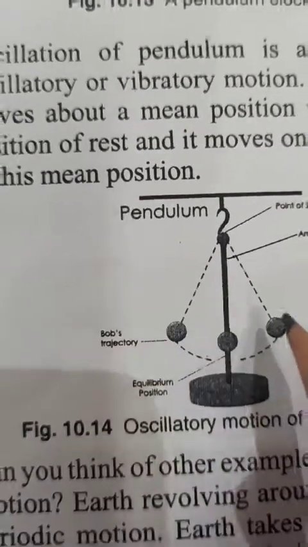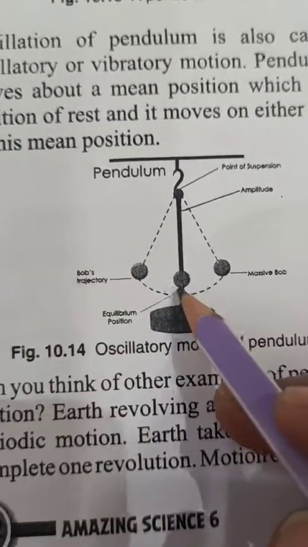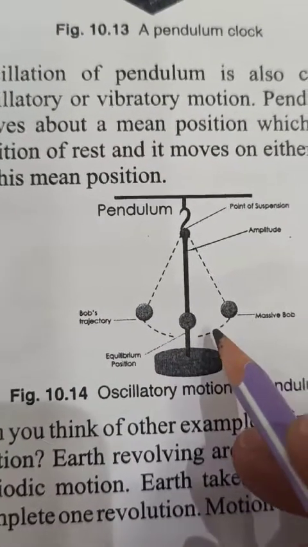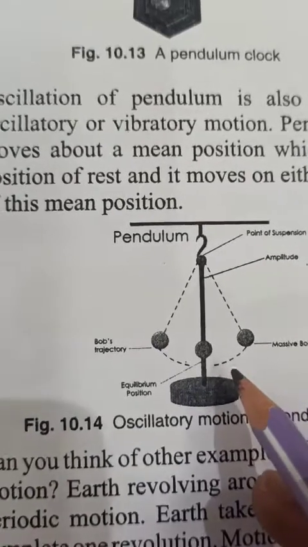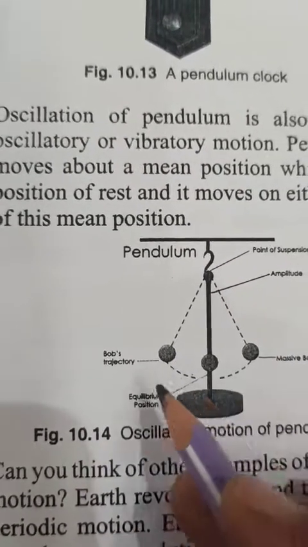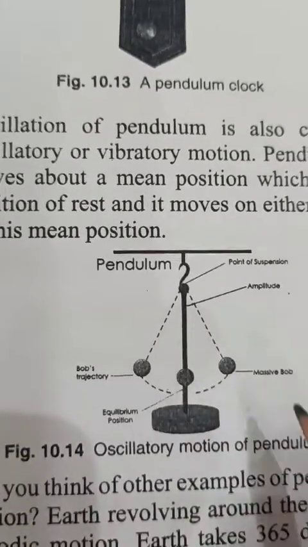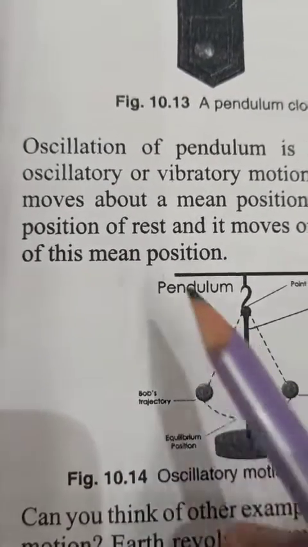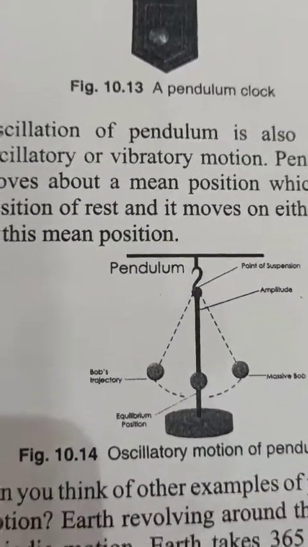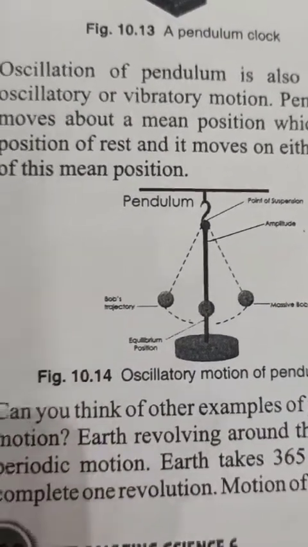Okay children, I hope you understood from this diagram what is to and fro motion and what is periodic motion, and this motion is also called oscillatory motion, which is shown by the pendulum.